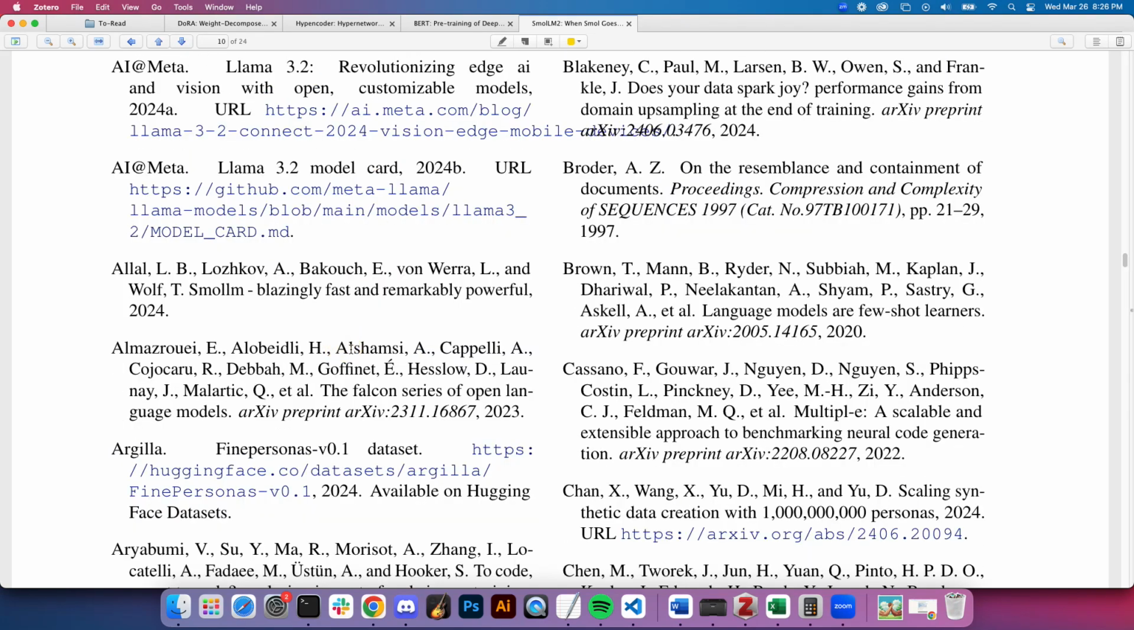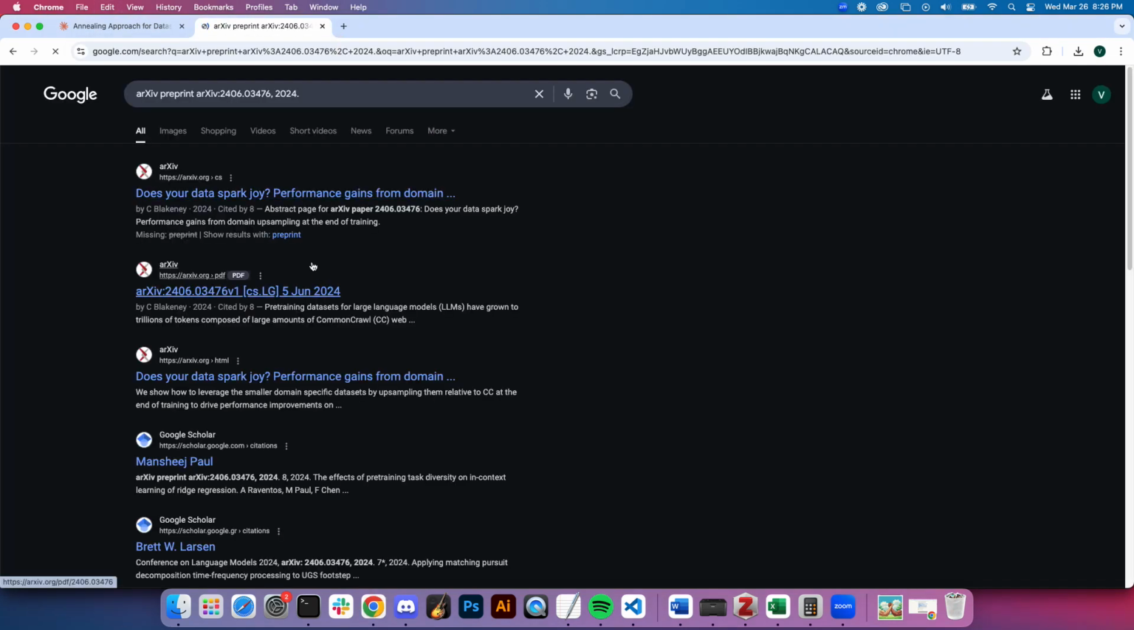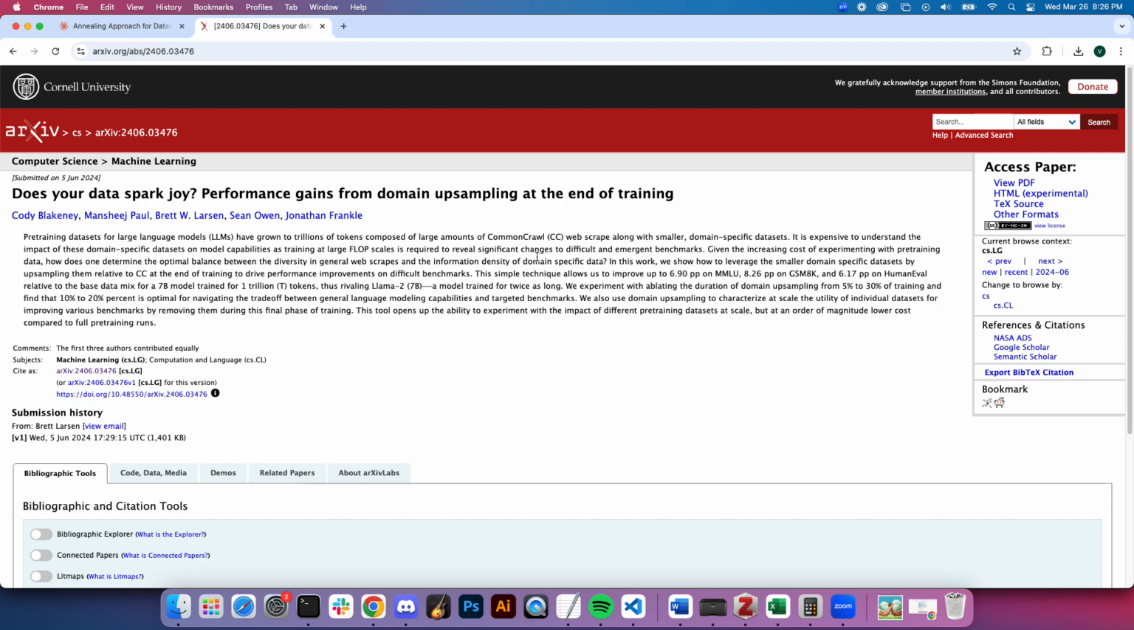If we look at this one, Blakeney. In this work, we show how to leverage the smaller domain-specific datasets by upsampling them relative to Common Crawl at the end of training to drive performance improvements on difficult benchmarks. This simple technique allows us to improve up to 6.9, I guess that's points, on MMLU, 8.26 relative to the base data mix. The duration of domain upsampling from 5 to 30% of training, and we find that 10 to 20% is optimal for navigating the trade-off between general language modeling capabilities and targeted benchmarks.